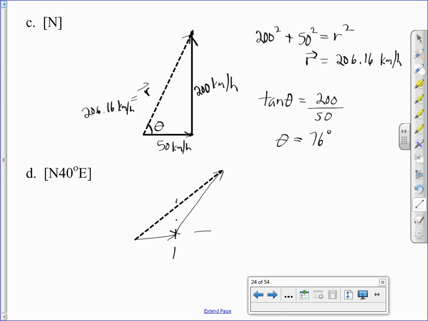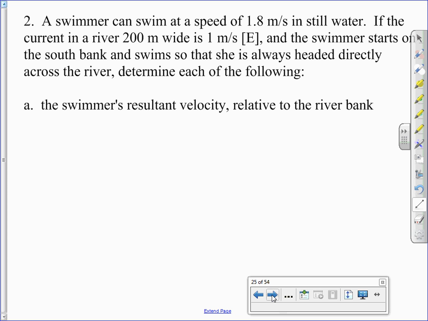But we're not going to worry about that for now, because a little bit later on we're going to talk about resolution of vectors, which also could allow you to do that question. And we'll also talk about that again next week.